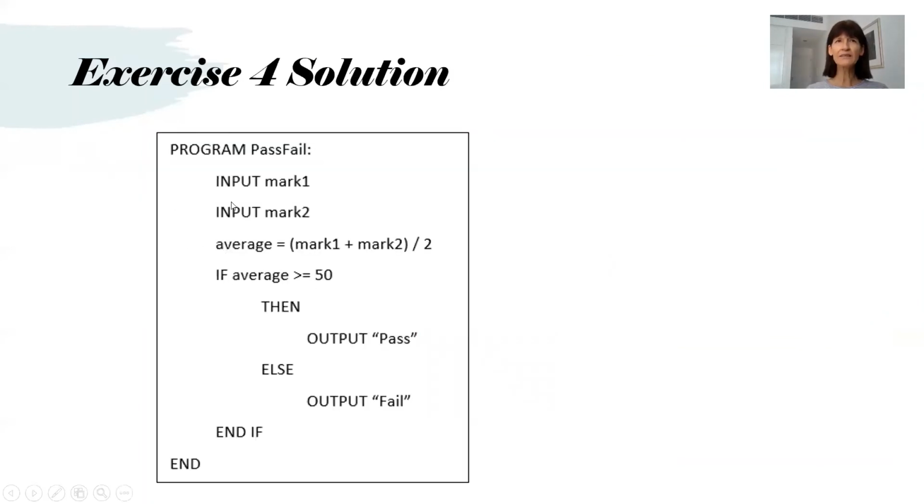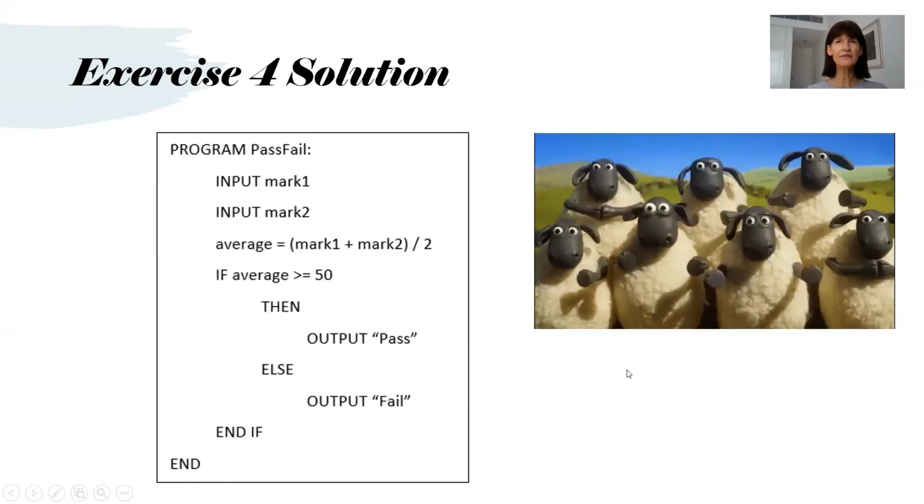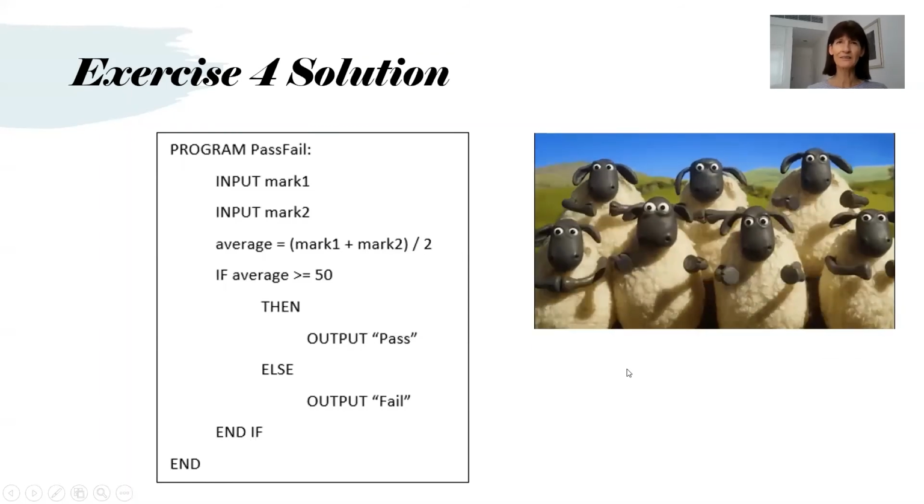Solution would look like this. Program pass fail, input mark 1, input mark 2, you work out the average. And then if average is greater than or equal to 50, output pass, else output fail. And you've got your end if and end. Please note the indentation, very nice and neat and tidy. And if you got that right, well done.